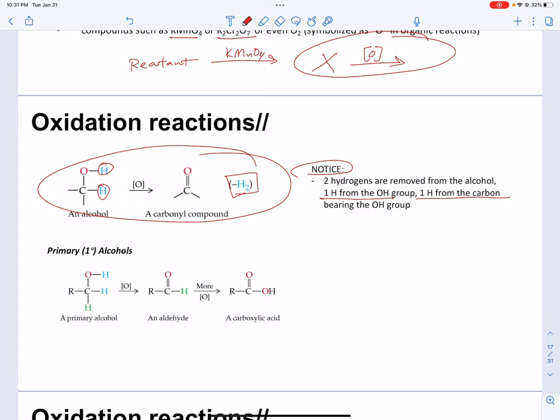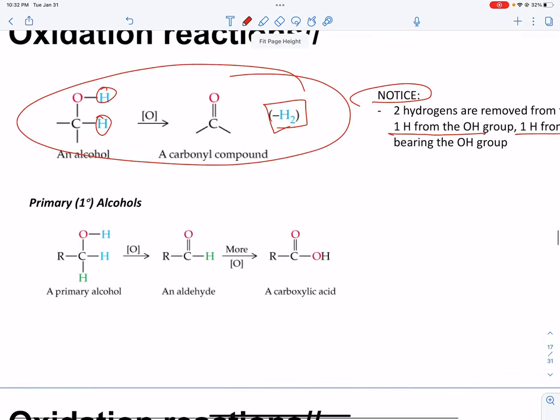So I do want to make sure for the exam that you can identify what kind of alcohol you have, primary, secondary, or tertiary, which we have already practiced doing, and then write the product based on your understanding of how that particular class of alcohol oxidizes. So what does it look like for primary alcohols? Why is this considered a primary alcohol?